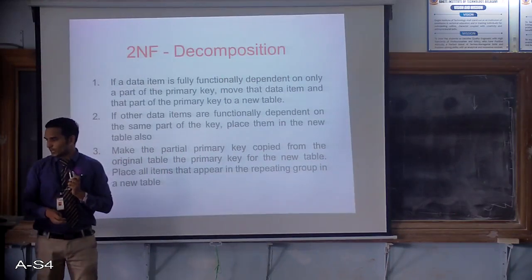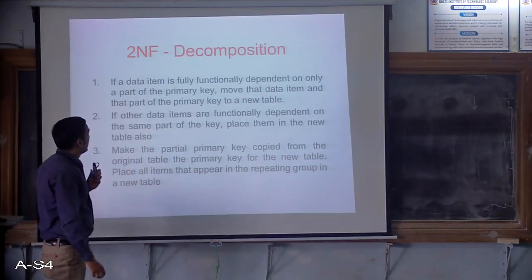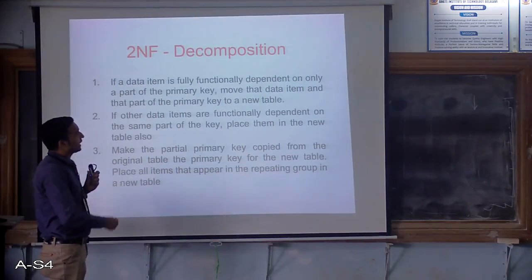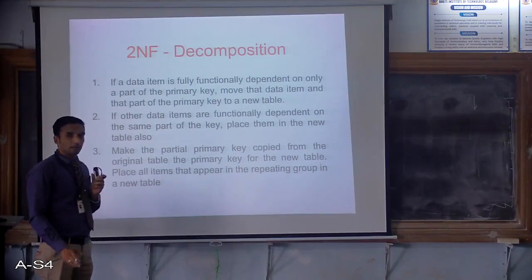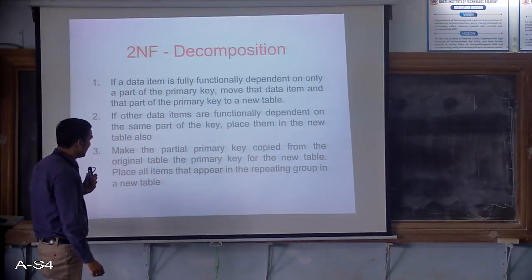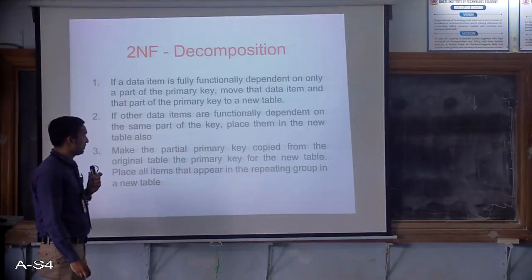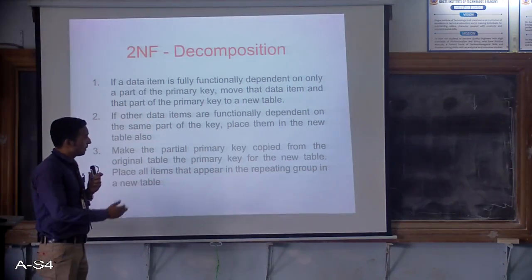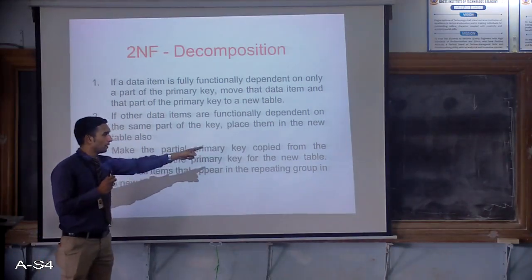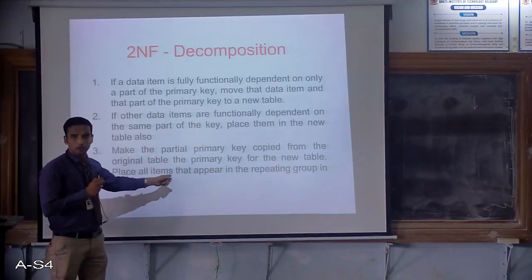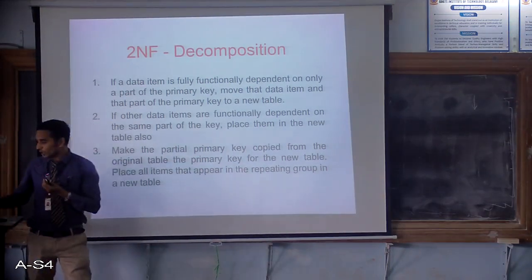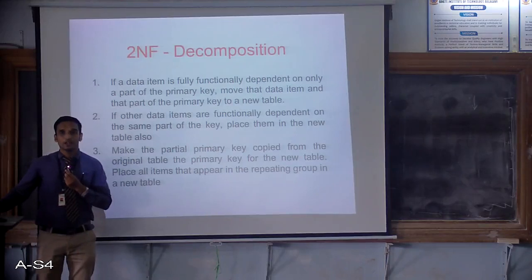The rule says that if a data item is fully functionally dependent on part of the primary key, move that item and the part of the primary key to a new table. Second rule, if other data items are functionally dependent on the same part of a key, place them in a new table, and make the partial primary key copied from the original table the primary key in the new table. So this is how you can decompose into the second normal form.